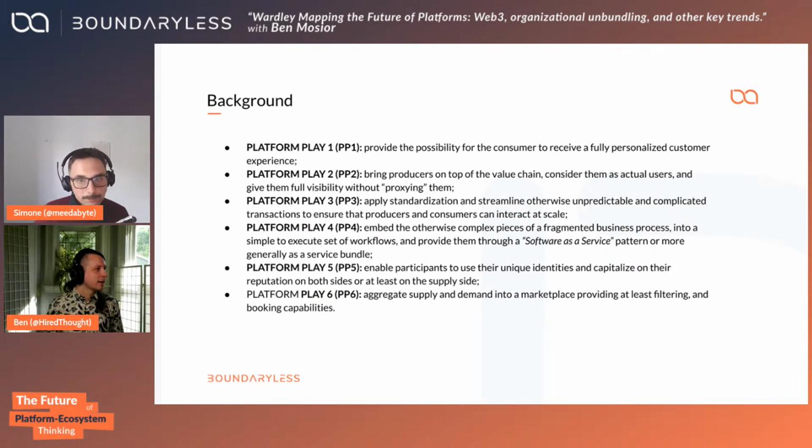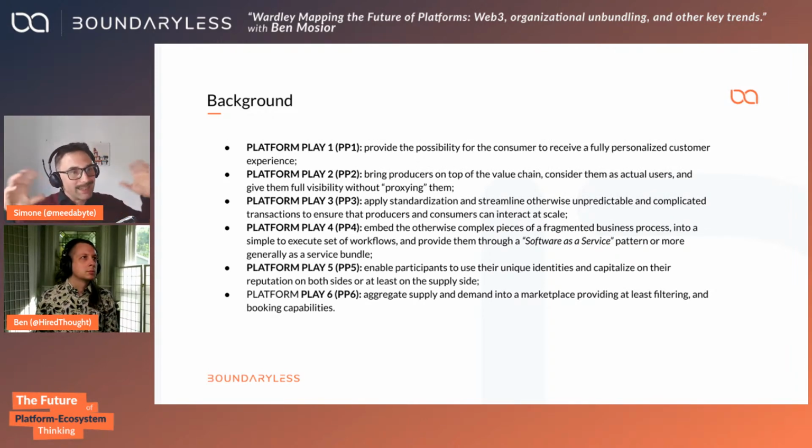Finally, the last two. One is, again, platform play number 6. I already talked about that. It's essentially going beyond the idea of distributing and instead aggregating into one place, creating a marketplace. The idea is that platforms go beyond the traditional push distribution, sales, or traditional distribution methods, and create these aggregation strategies so that they pull people in. So that's platform play number 6.